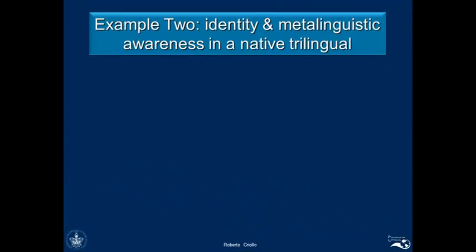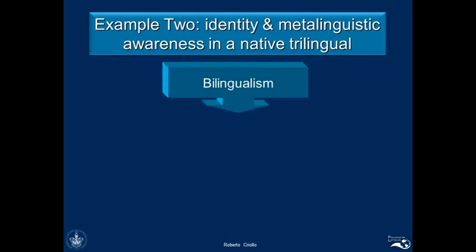The second example was the study of identity and metalinguistic awareness in native trilingual. This was the second example that we used, and in this case, if you remember, we started from bilingualism. The first thing that we had to do was to define bilingualism because this is the general concept that we're interested in. This is the research field.